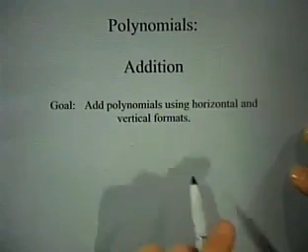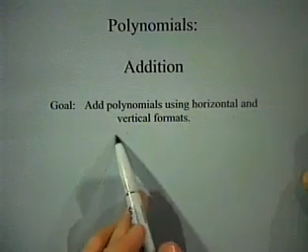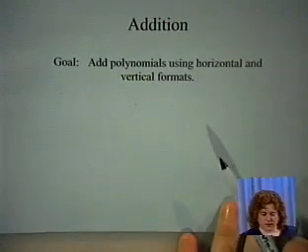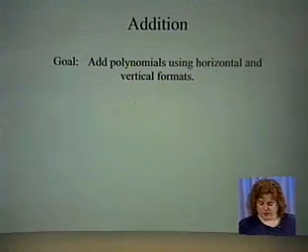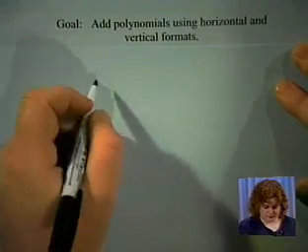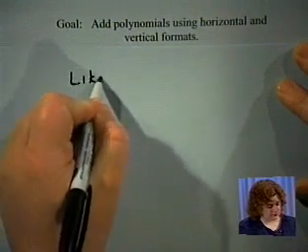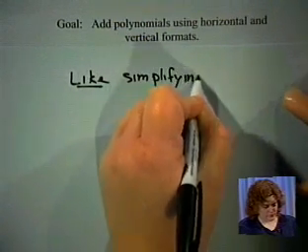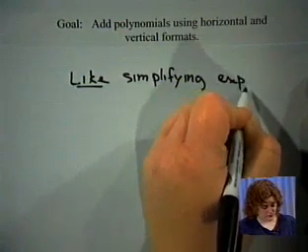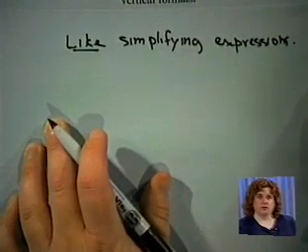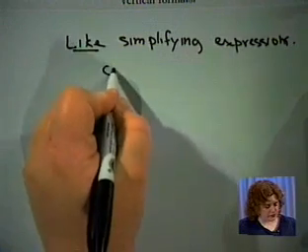Going to talk about adding polynomials. And we're going to use two different formats, a horizontal format and a vertical format, which just has to do with how we line up our polynomials. Now, adding polynomials is like simplifying expressions, which you've already done a lot of. And if you recall, when you simplified expressions, you simply combined like terms, and we're going to do the same thing here.